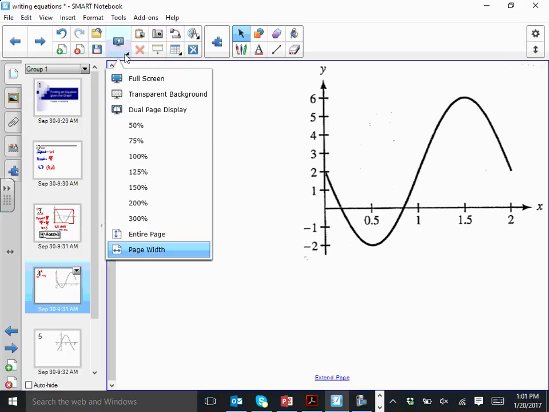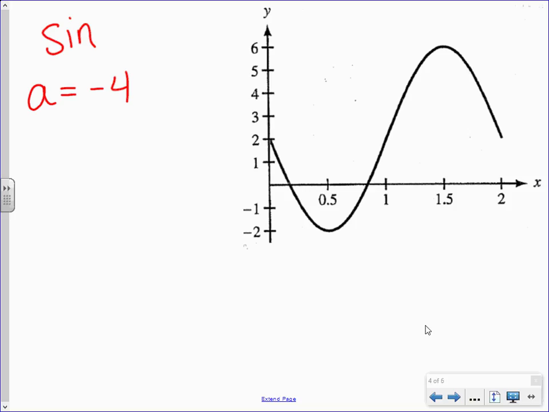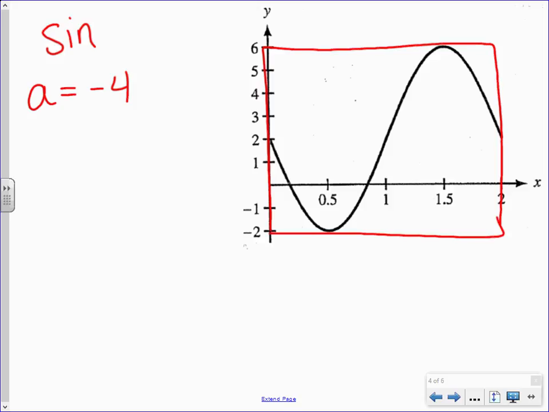We've determined that our amplitude is 4 and we have a reflected sine graph, so A is negative 4. If I were to draw the frame, this is how we would draw it. Connor, what's the length of this period? 2. So our period is 2. We calculate the period as 2 pi over b. So 2 pi over b equals 2.